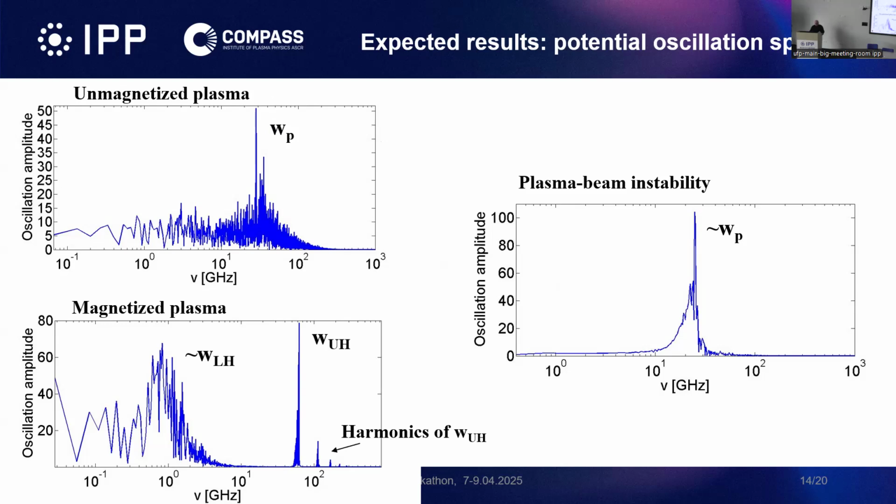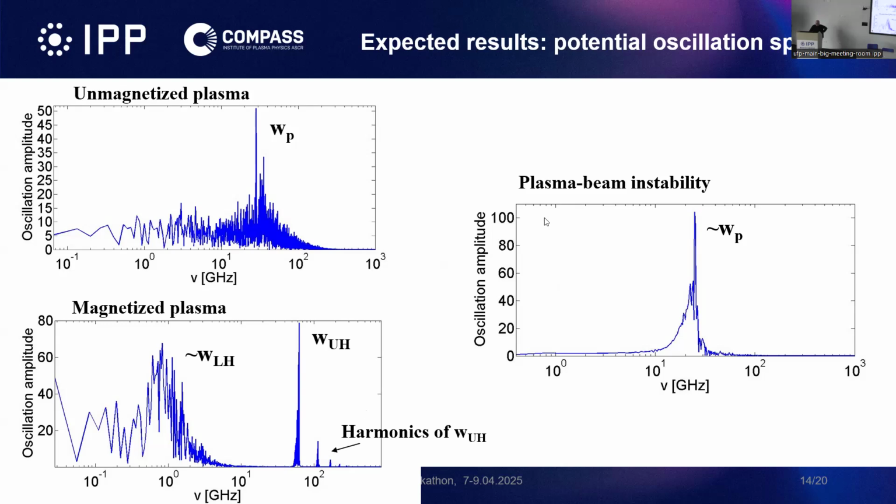If you go to magnetized plasmas, we do not see the third mode, the ion cyclotron mode, because you need a very long simulation to see it. It should be somewhere here, and it is not done. But we see, on the other hand, the lower hybrid and upper hybrid frequencies, and also, what you cannot get from the analytic model, harmonics of the upper hybrid.